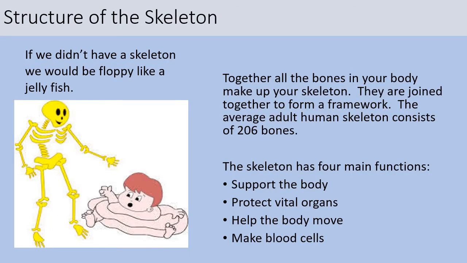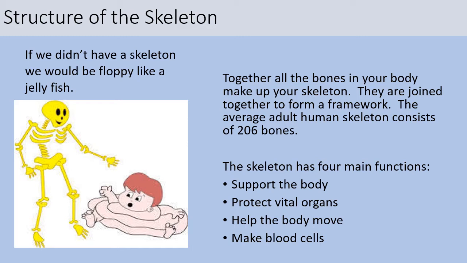So now we come to the structure of the skeleton. As you can see from the image on the left-hand side on this slide, if we didn't have a skeleton, we would be floppy like a jellyfish. And without a skeleton, we would not be able to sit, stand, or hold ourselves upright. Together, all of the bones in your body make up your skeleton. They are joined together to form a framework, and the average adult skeleton consists of about 206 bones.